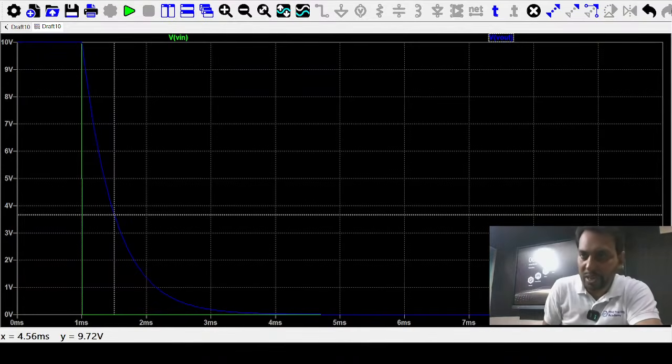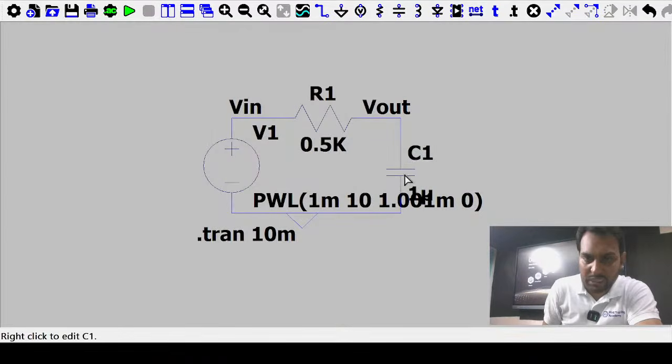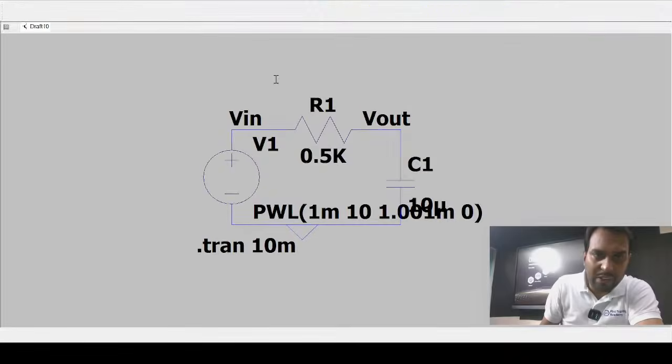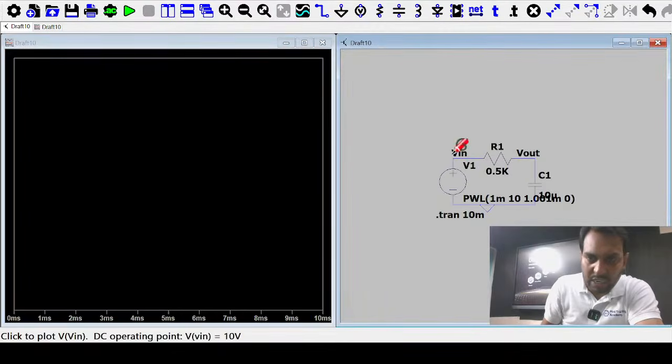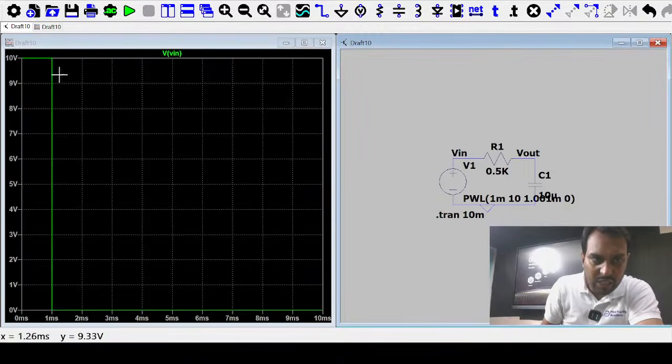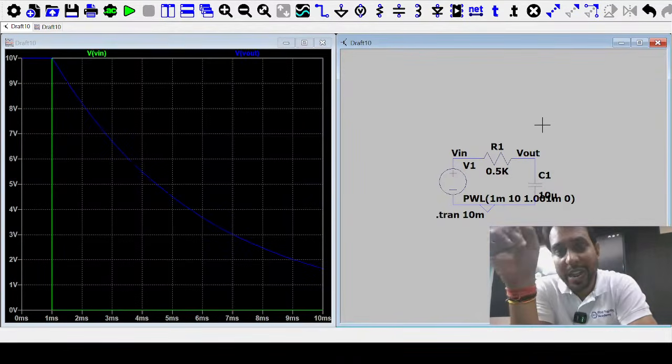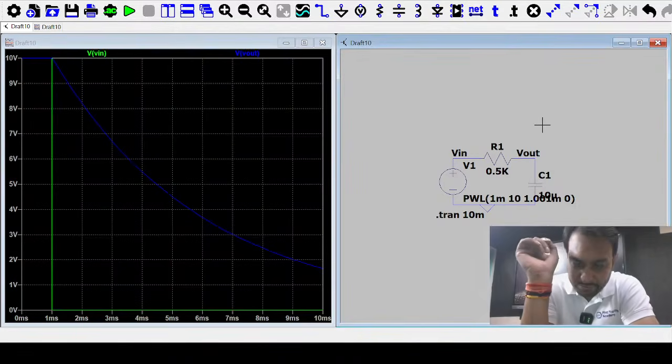So I am just changing this 1 micro, just make it 10 micro. So this becomes 5 millisecond, 0.5k into 10 micro becomes 5 millisecond. So till 5 millisecond, you just check it, the input voltage is 10 volt and becomes 0, and the capacitor is discharging slowly. Why is it discharging slowly? Because I is equal to C dV by dt, and now dV out by dt is I by C.